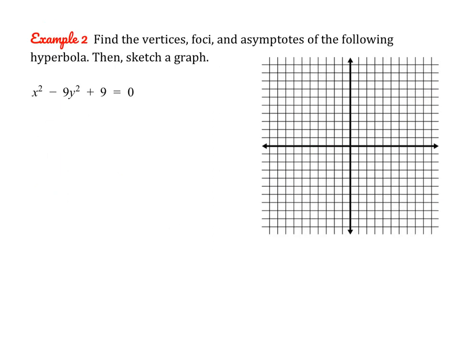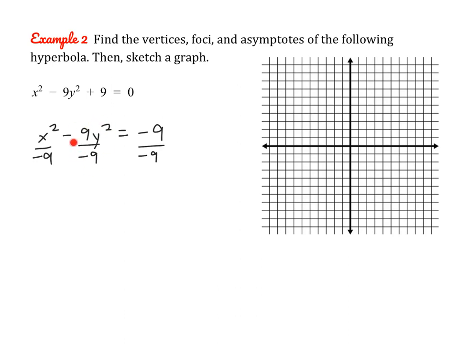Okay, let's try another one together. So we're going to be finding the same things, but again, the first thing we're going to need to do is try to put this into standard form. So first of all, we should always have the constant on the other side as x squared and y squared. So we can subtract 9 from both sides, but then we also would like this number to always be a 1. So we do need to divide every single term by negative 9.